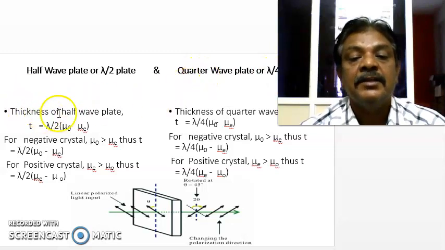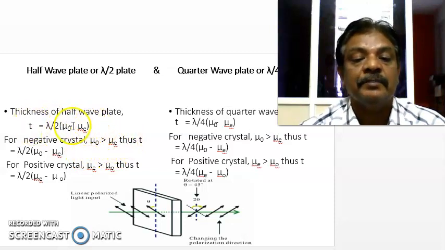That is why the thickness of the half wave plate is given by t is equal to lambda by 2 into mu naught minus mu e. For the negative crystal, mu naught is greater than mu e, that is why you can write like this. For the positive crystal, mu e is greater than mu naught. Hence, we can write lambda by 2 into mu e minus mu naught for the positive crystal.